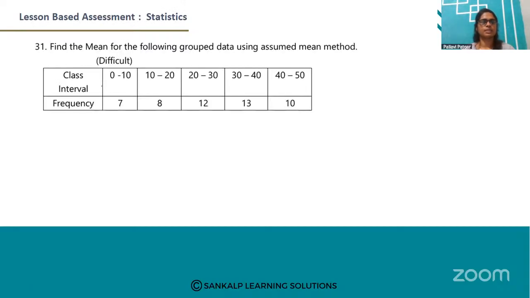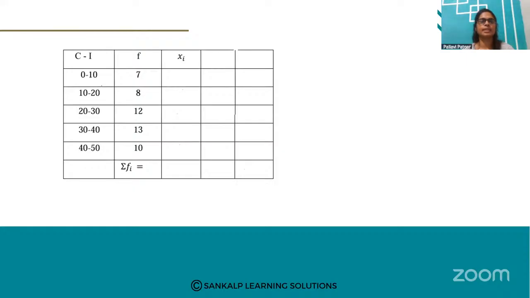Look at the question number 31. Find the mean for the following grouped data using assumed mean method. So first we calculate the class mark xi for each interval. So the class mark is the midpoint of each class interval. So here 0 to 10: 0 plus 10 divided by 2 is 5. 10 plus 20 divided by 2 is 15. 20 plus 30 divided by 2 is 25. 30 plus 40 divided by 2 is 35. 40 plus 50 divided by 2 is 45.